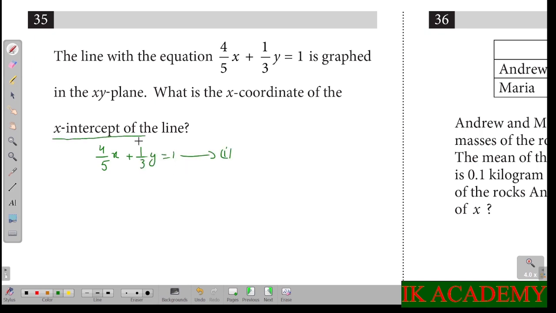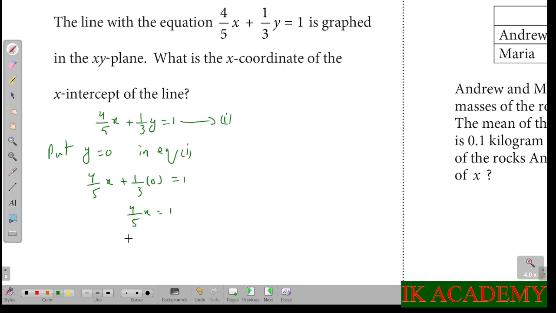We can find the x-intercept by putting y equal to 0. So put y equal to 0 in equation 1. It will be 4/5x + 1/3 times 0 equal to 1. So 4/5x is equal to 1, x is equal to 5/4, which is 1.25. So that's the x-intercept when y is equal to 0.